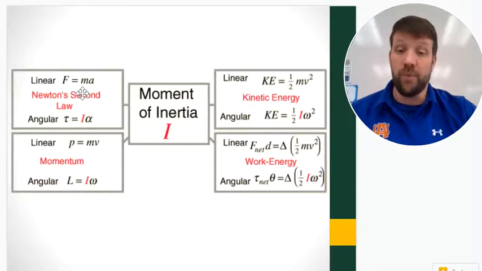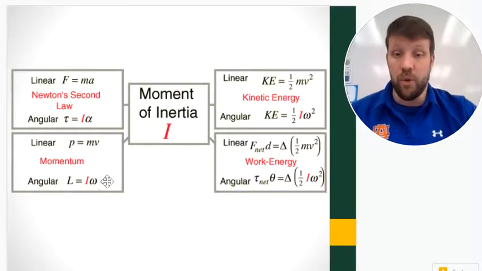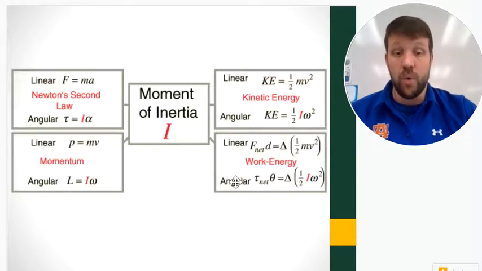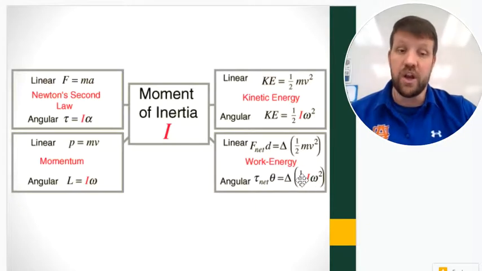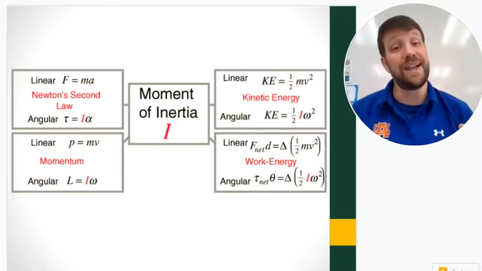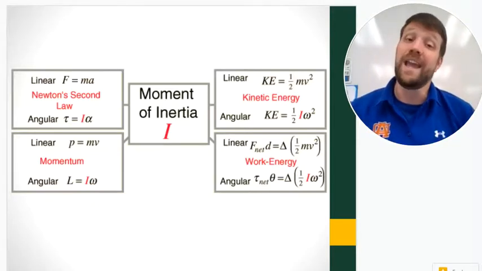But Newton's second law with forces, F equals ma, now becomes the torque equals the inertia times the angular acceleration. We've got our momentum change here too, m to I, v to omega. Our kinetic energy change, m to I, v to omega. And so our work energy theorem is going to be the same as well, right? So work going into something is going to cause a change in kinetic energy. Well, now we have a torque going into something, moving something so far is going to cause a change in rotational kinetic energy. Again, I realize that a lot of this is new language, but it's the same concepts.